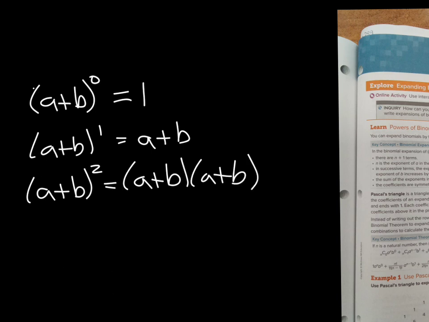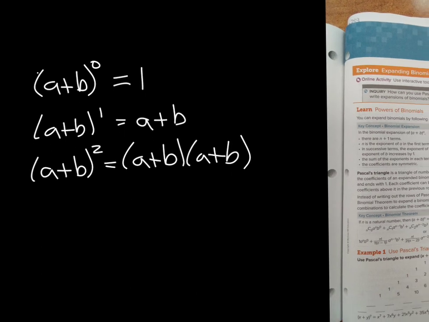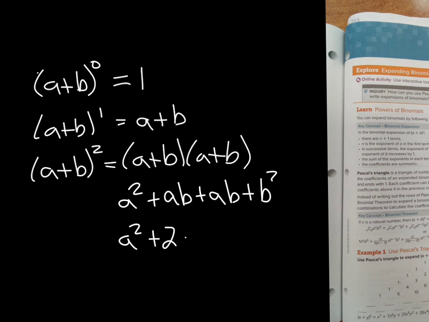Okay, and then we FOIL it. So then what would it FOIL into? A squared plus AB, plus BA, which I'm going to write as AB again, and then plus B squared. Okay, and then we could simplify that to be this. Is that okay?